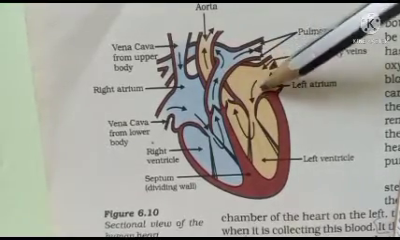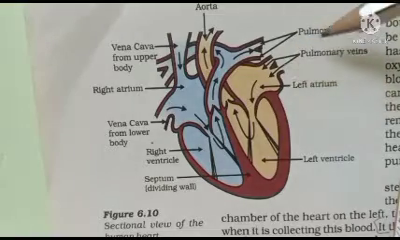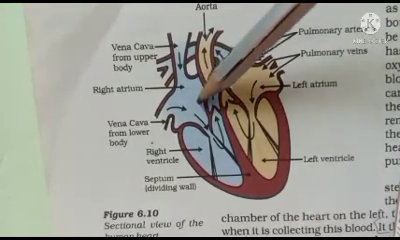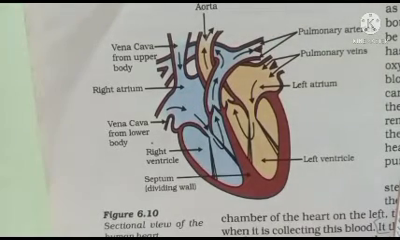At the same time, the left atrium receives the oxygenated blood from the lungs through the pulmonary veins. So a pair of pulmonary veins are there. They collect the oxygenated blood from the lungs and release it into the left atrium. Now, when the atrium receives the blood, it will be in a relaxed condition. That means it expands.